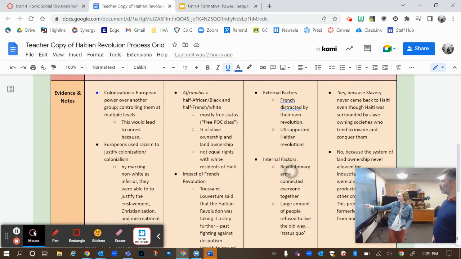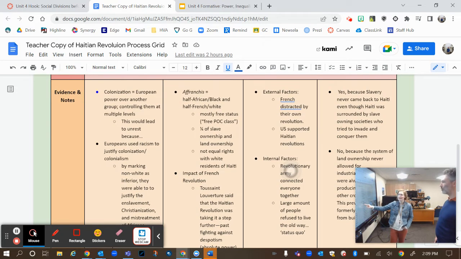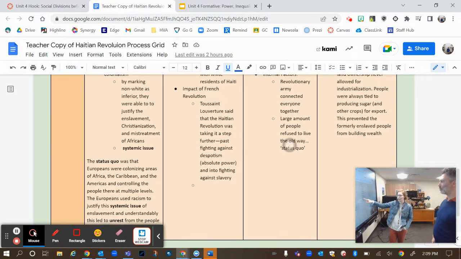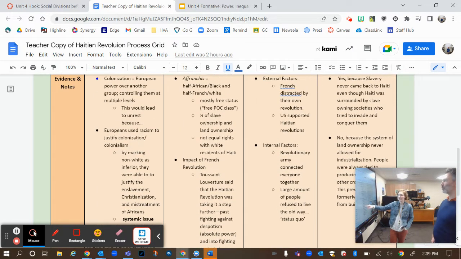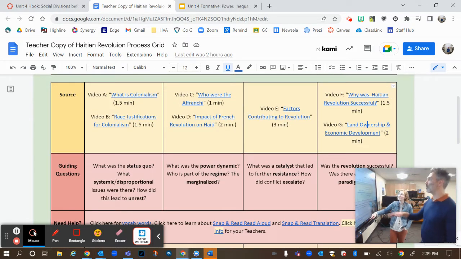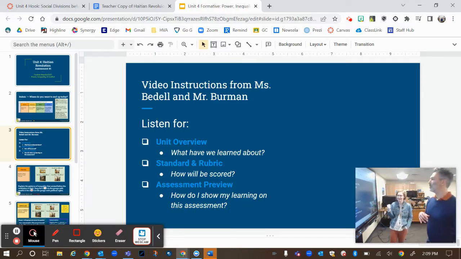I don't think we need to go through all of this, but these notes will be posted to help support you on this assessment. And feel free to make a copy and add your own notes to this as well. So there's that assignment. Okay, which brings us to this assessment.